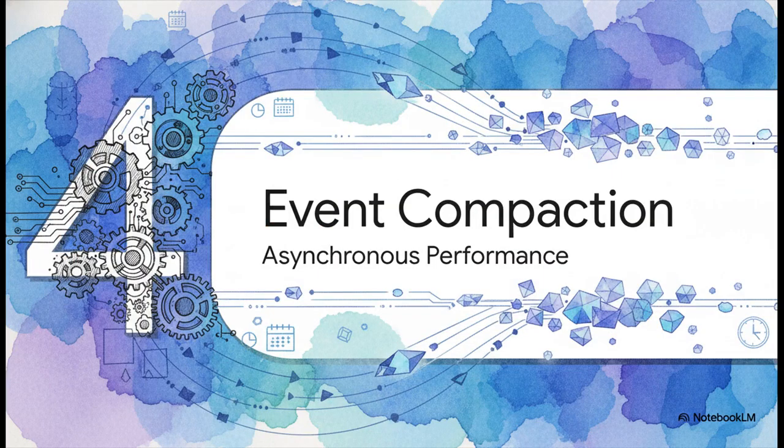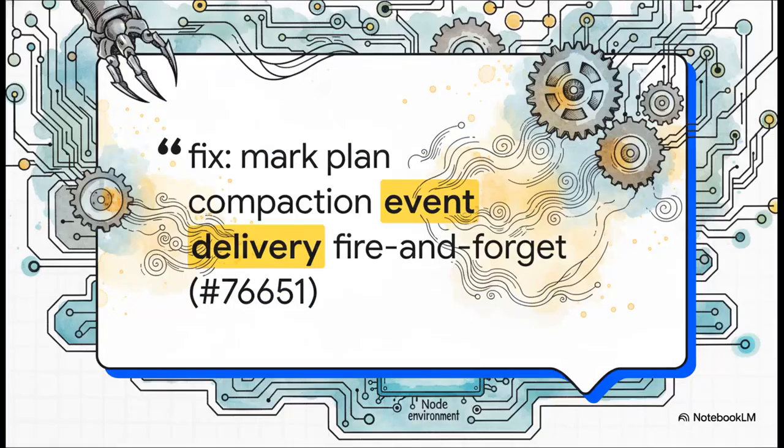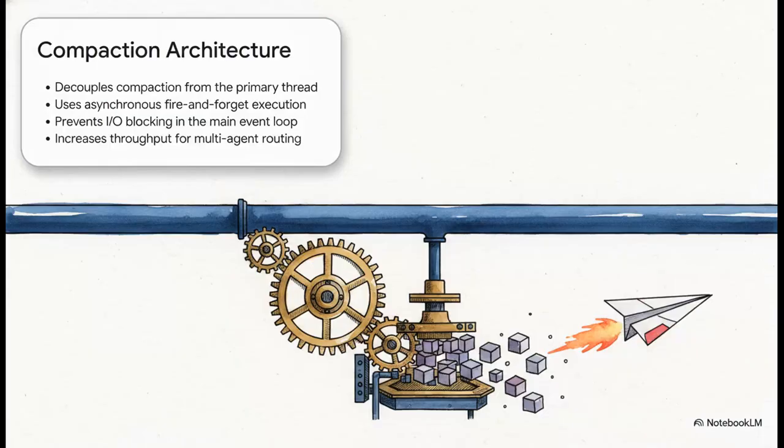Section 4. Innovations in event compaction, diving into asynchronous performance. Let's analyze a specific GitHub commit merged under pull request 7665.1. It reads, "fix mark plan compaction event delivery fire and forget." This represents a highly strategic architectural shift in the codebase, and understanding it requires looking at the underlying mechanics of the Node environment. Compaction is the process of summarizing historical message context so it actually fits within a large language model's token window. This is an inherently intensive operation.